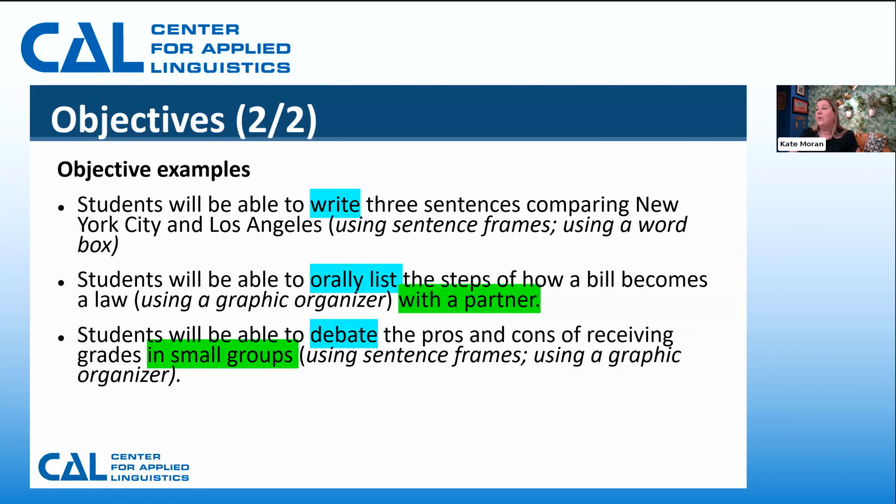So here are a couple of examples of some objectives. Remember that these are very decontextualized. Your objectives are going to be fit to your students, your class, your standards, and your lessons. But here are a couple of examples of some objectives. So please notice that we have the verbs highlighted in blue. So we have write, orally list, and debate.